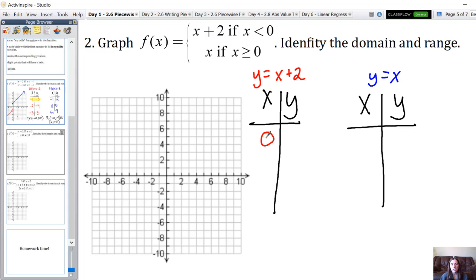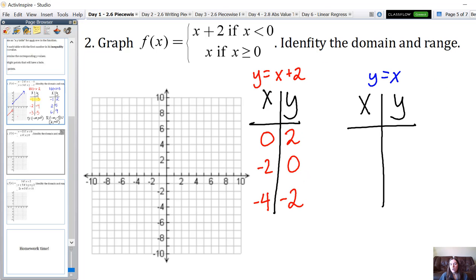X is less than 0. Then I need anything that's less than 0. We could do -2, we could do -4, you could do -8, anything smaller than 0. We're going to substitute those in. So 0 plus 2 is 2, -2 plus 2 is 0, -4 plus 2 is -2.